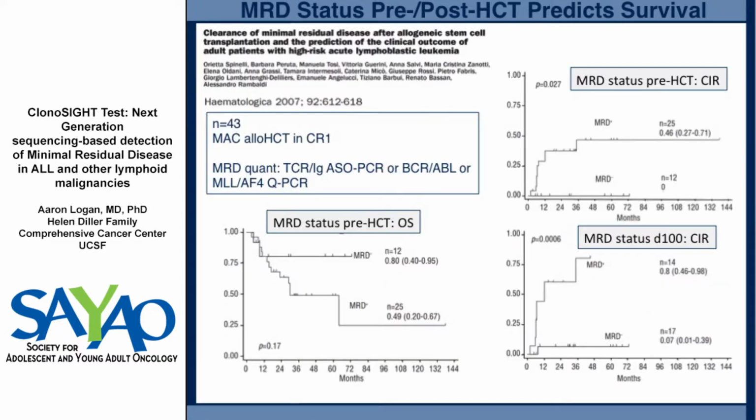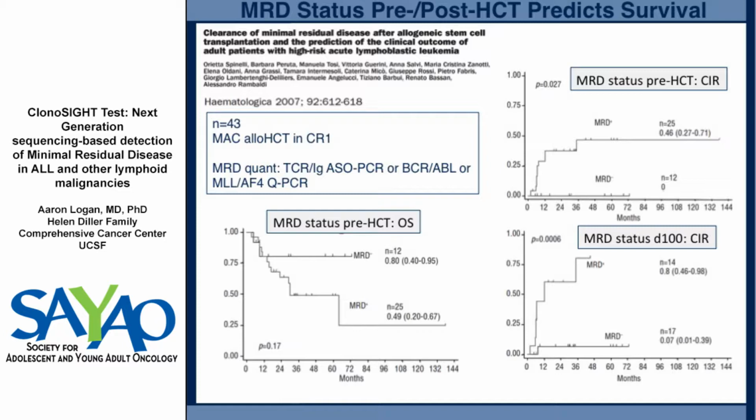If we look in the adult world, this is a study. The adult MRD studies are necessarily smaller because MRD has not penetrated into the thought process of adult practitioners as much as it has for pediatricians. This is a study of 43 patients, all adults, who underwent myeloablative conditioning in CR1 for ALL. MRD quantification was using ASO-PCR at the immunoglobulin TCR alleles or BCR-ABL or MLL rearrangement quantitative PCR.